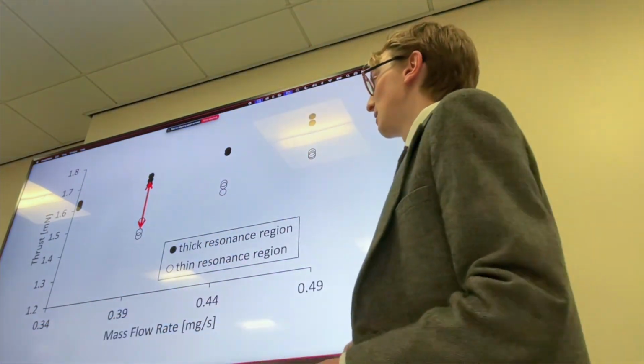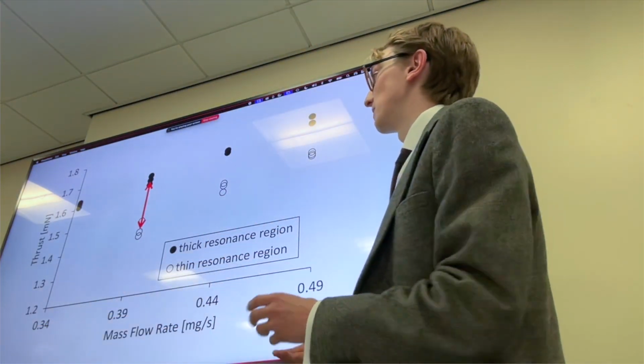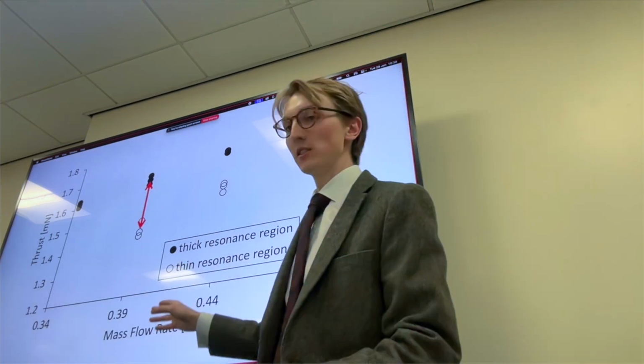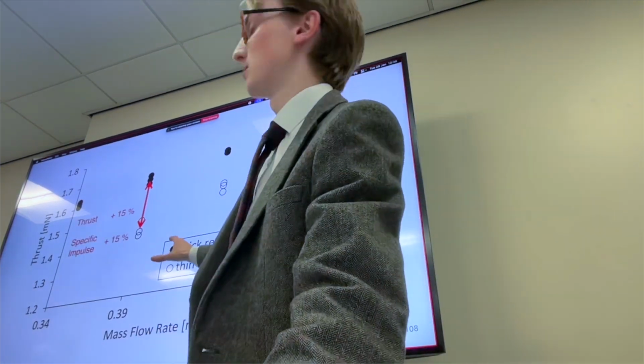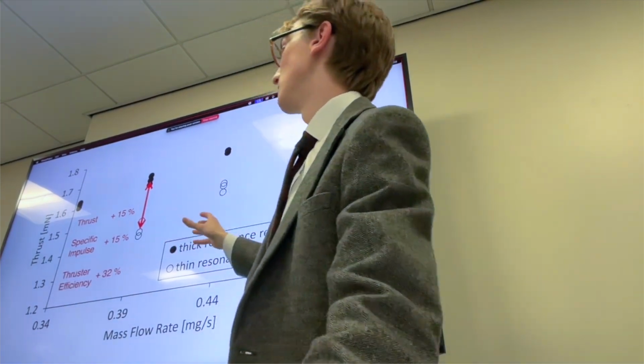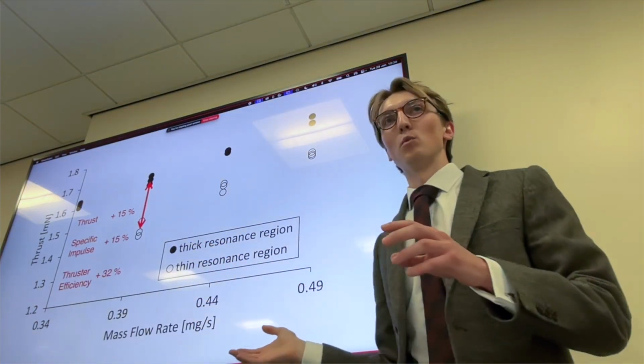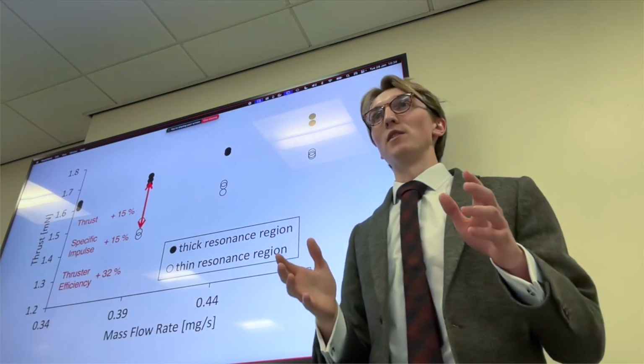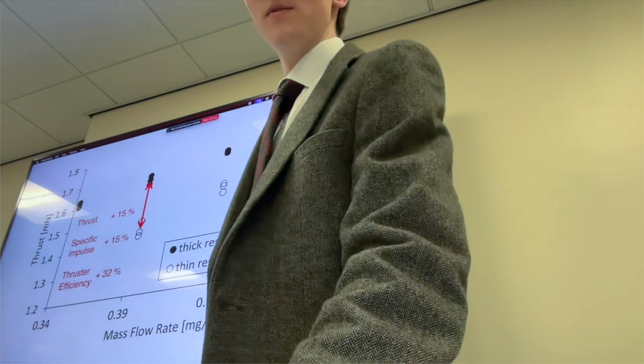So if we want to measure by how much the performance is increased at this mass flow rate, we can see that thrust and specific impulse is increased by 15%, and thruster efficiency by 32%, which is larger than what it was increased by for the electromagnetic thruster.